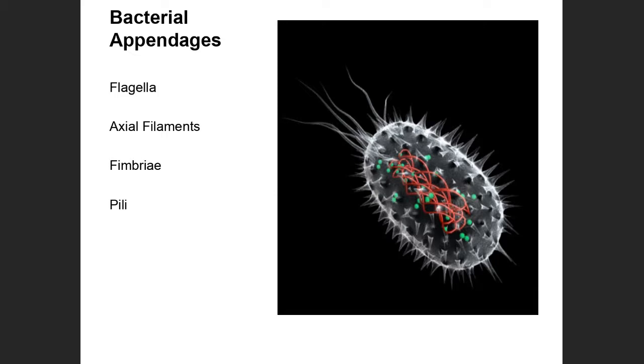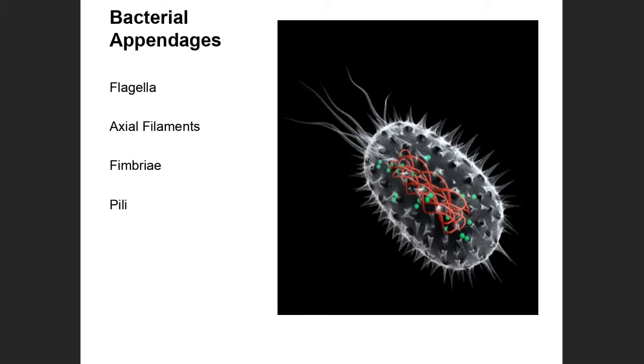It also has these other things that anchor it to the plasma membrane. What are those other things, Cheska, that anchor the peptidoglycan in gram positive cells to the plasma membrane? Teichoic acids. Very good.